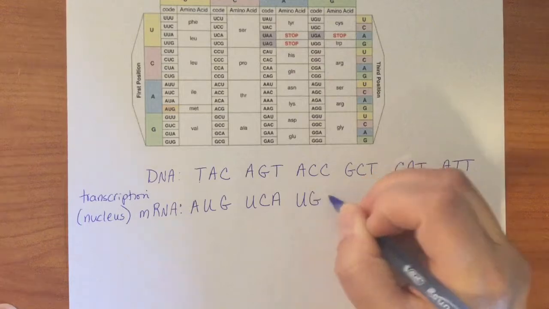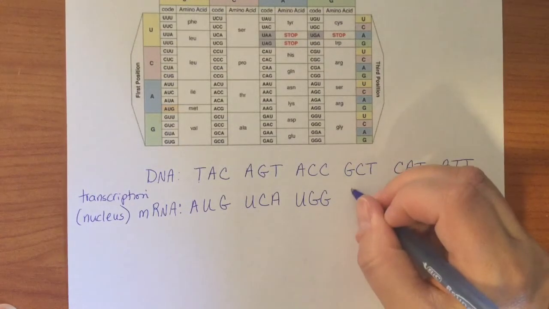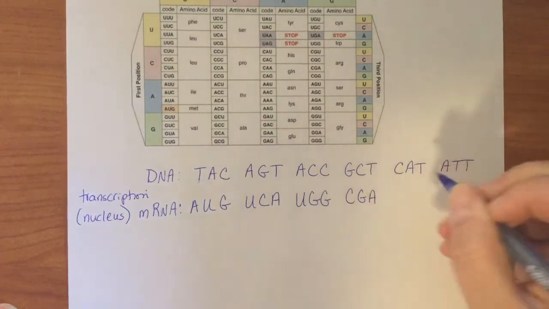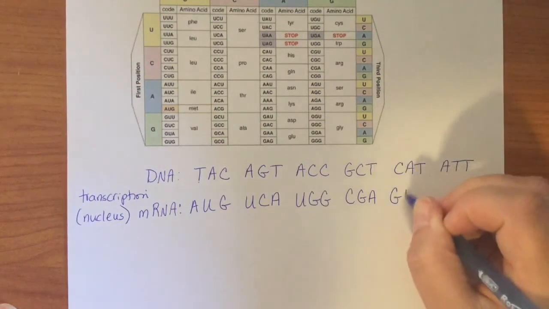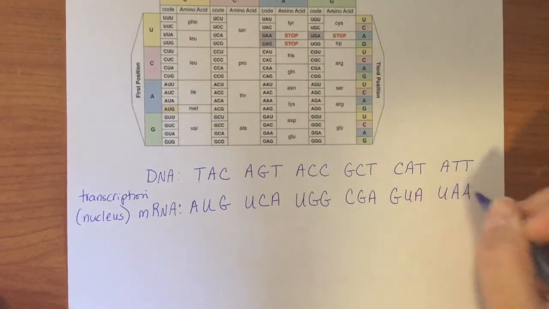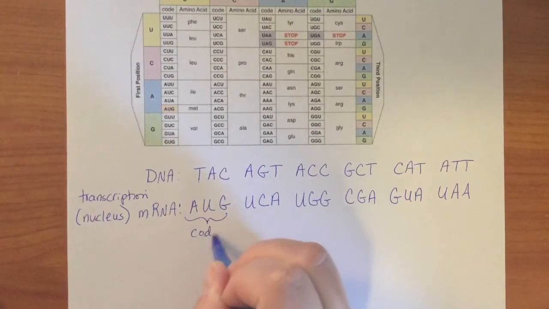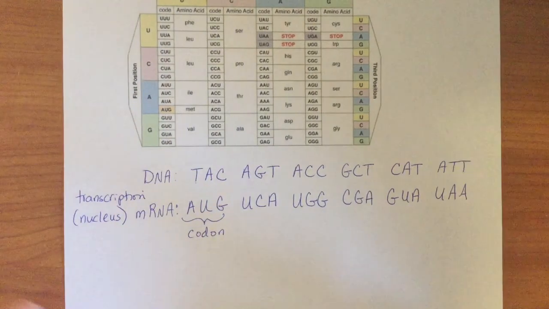Oh, I thought I made a mistake there. It's really easy to make mistakes here. UGG. Then we have CGA. And then we have GUA. And finally we have UAA. P.S. Each one of these is called a codon. A codon is a sequence of 3 bases on a messenger RNA, and that sequence is then going to correspond to a particular amino acid.